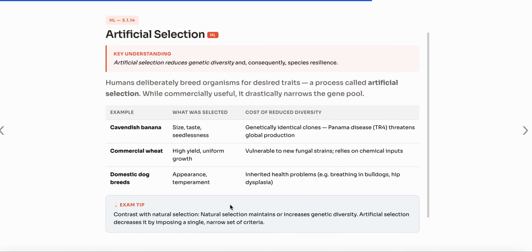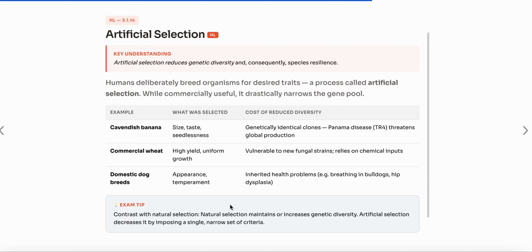Artificial selection reduces genetic diversity and consequently species resilience. Sometimes, because we want a certain type of organism, we breed the organism for the desired trait, and that process is called artificial selection.